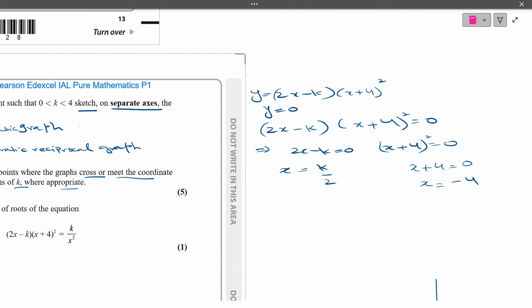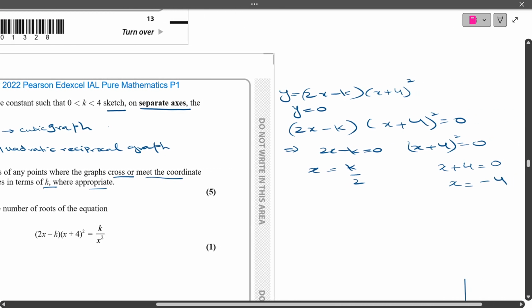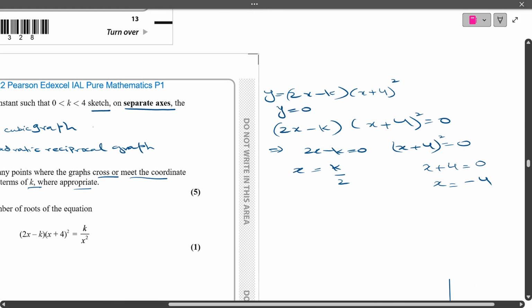Then what's next? I have to find the y-intercept as well. To find the y-intercept, let's put x equals 0. So x equals 0 means minus k into 4 squared, and that is 16. This means that y equals minus 16k. So this is my y-intercept.